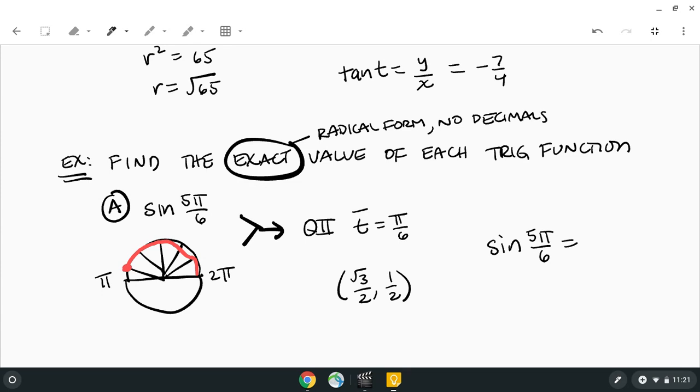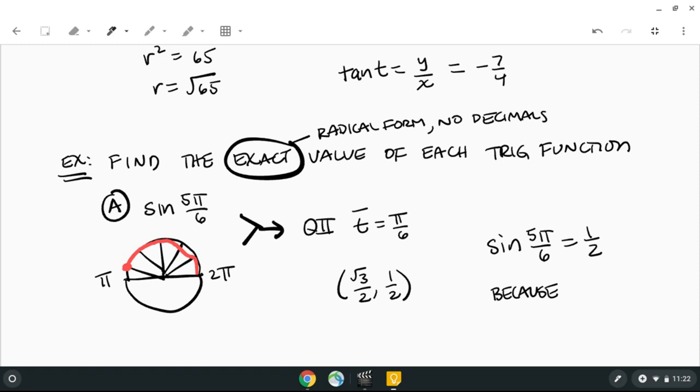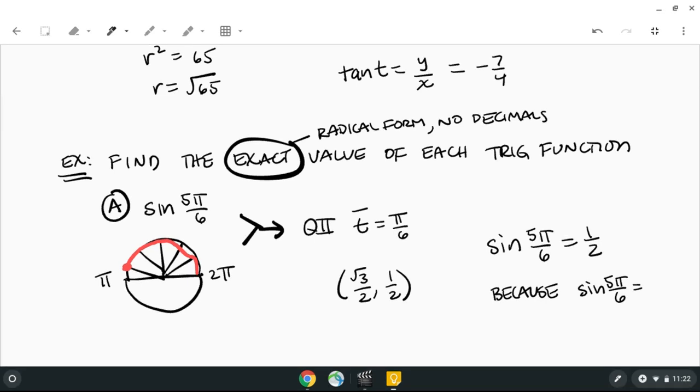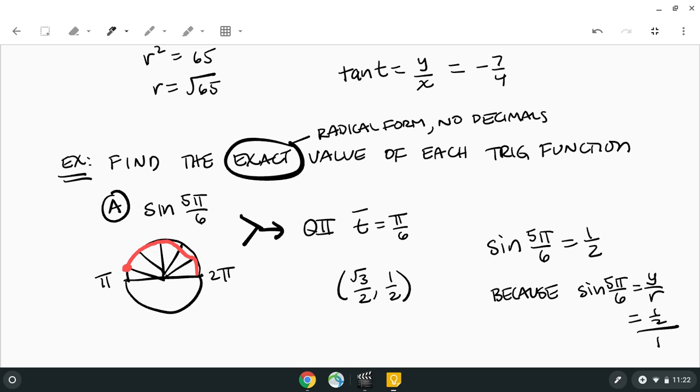So sine of 5 pi over 6 is going to be the y value, because this is the unit circle. This is off of the unit circle, so it's going to be y over r, so 1/2 over 1, which is just 1/2. Because sine of 5 pi over 6 is equal to the y value over the r value, which is 1/2 over 1, which is just 1/2.